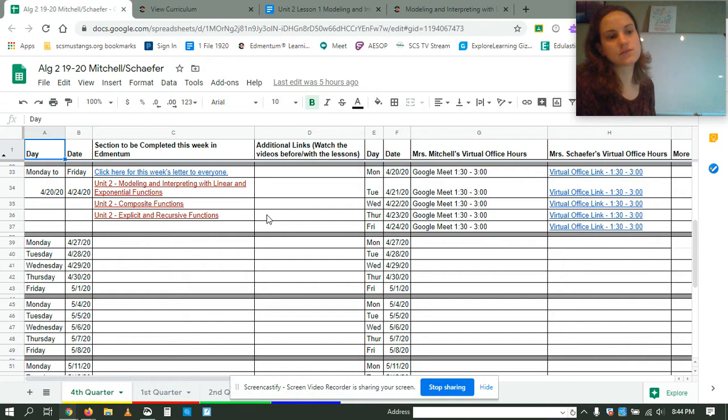With this new week that we are starting, we are moving on to a new unit. We're taking a look at Unit 2, and we've got 3 lessons that are going to be due this week. Whenever you look at it on the spreadsheet, this is what it looks like.